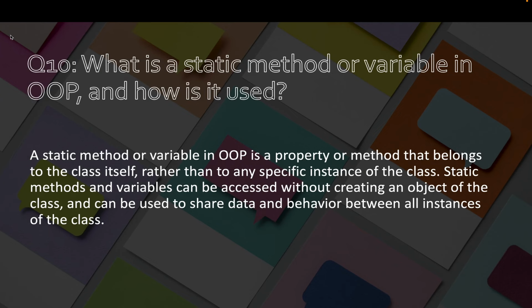Question number 10. What is a static method or variable in OOPS and how is it used? A static method or variable in object-oriented programming is a property or method that belongs to the class itself, rather than to any specific instance of the class. Static methods and variables can be accessed without creating an object of the class and can be used to share data and behavior between all instances of the class.